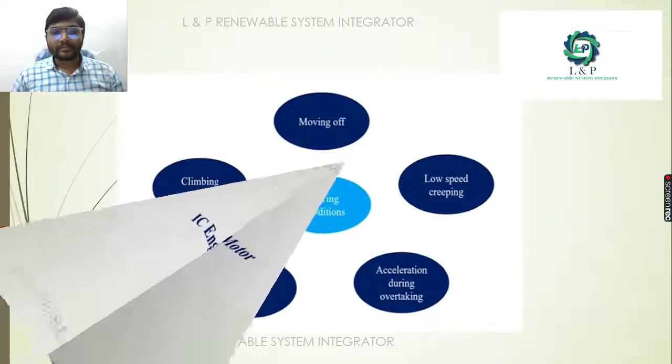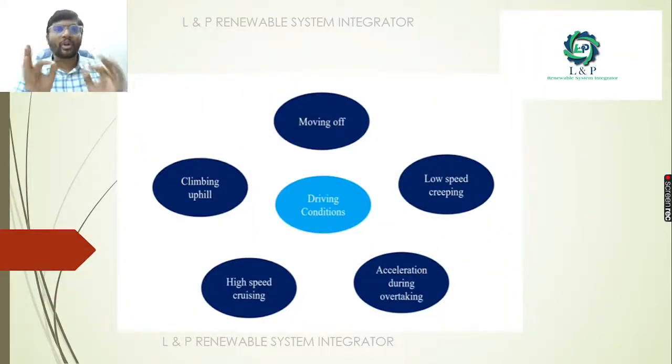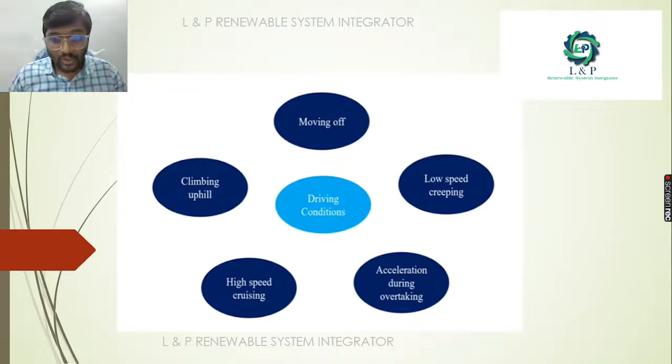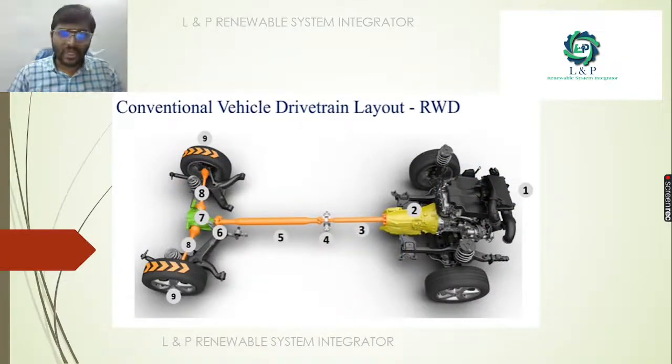Driving conditions are very important for the vehicle, because whenever you plan to design an electrical vehicle, you need to keep these driving conditions in mind. First, it should climb uphills and be able to move off. It should also have low speed creeping, and you need to check the acceleration during overtaking. Most important, it should also have high speed cruising.